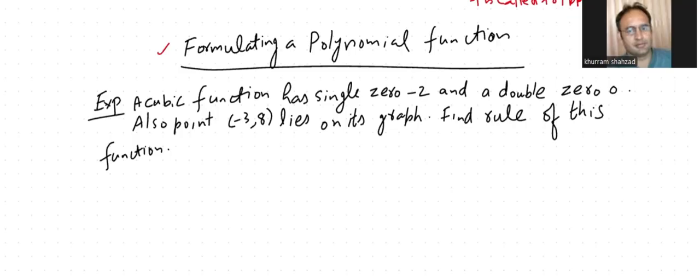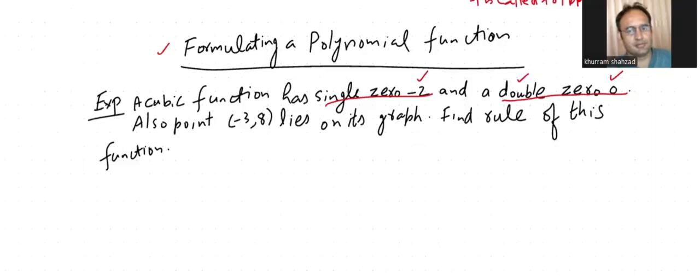The degree of the polynomial represents the number of roots or number of solutions of the polynomial. A cubic function has a single zero value, which is -2, and a double zero value, which is 0. It means that this function has -2 as a root, which appears only once, and 0 as the other root, which is being repeated twice. So how can we make the function from this?